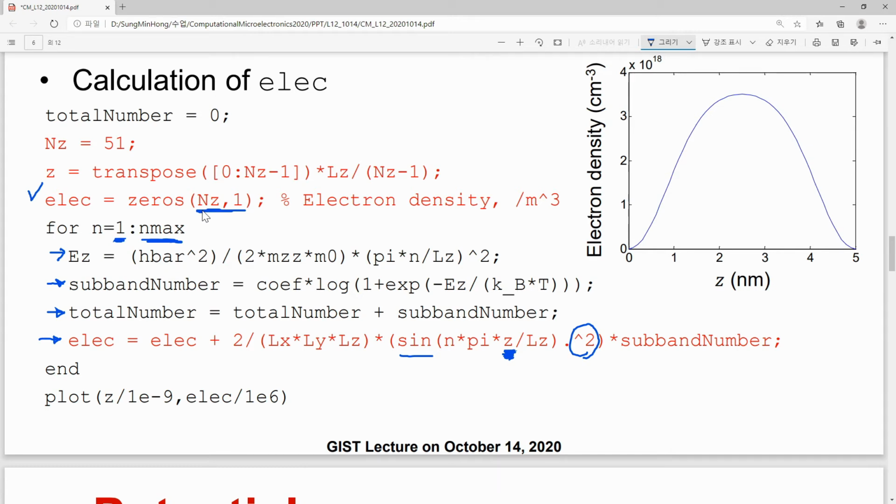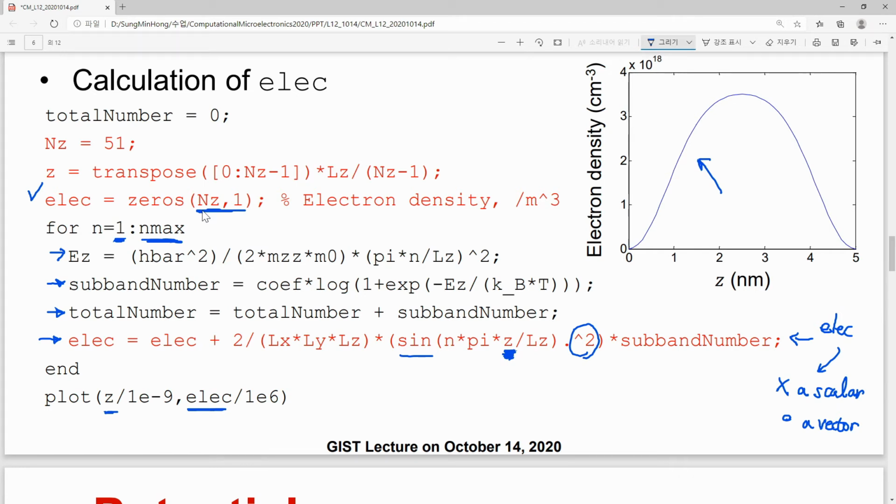Please note that this elect, the variable called elect, is not a scalar. It is a vector, and we can plot this vector as a function of position, and this is given here. This is the electron density we have calculated.